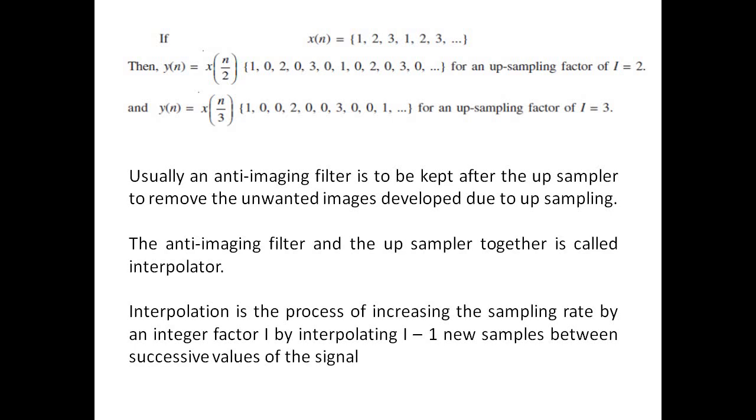Clear? Okay. An anti-imaging filter is used after the upsampler to remove the unwanted images developed due to overlapping. For downsampling we used anti-aliasing filters; here we are using an anti-imaging filter, to remove the unwanted images that are reflected back in the signal. The filter together with the upsampler is referred to as the interpolator. It is the process of increasing the signal rate by a factor of I, adding samples between the successive samples of the given input signal.